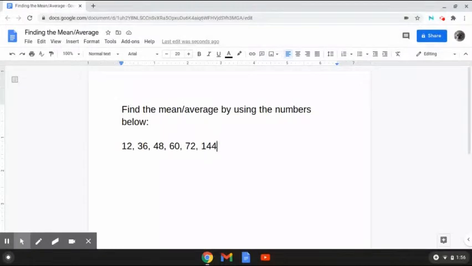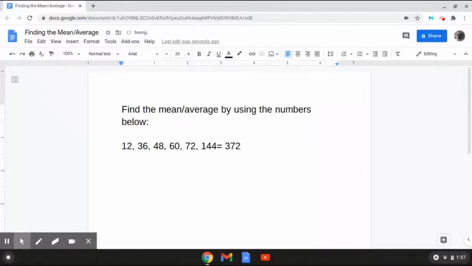Alright, so this next problem reads, find the mean/average by using the numbers below. So as we can see here, we have the numbers 12, 36, 48, 60, 72, and 144. And the way that we're going to be finding the mean is like we did before in the last problem. First, we're going to take all these numbers and add them together. 12 plus 36 plus 48 plus 60 plus 72 plus 144. When we add all of these numbers up, we get 372.